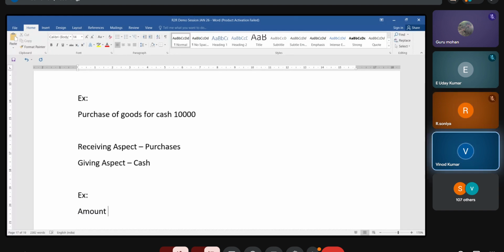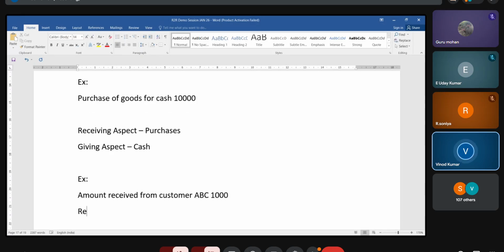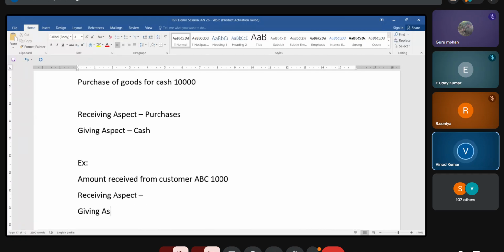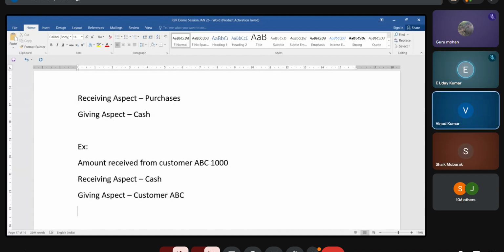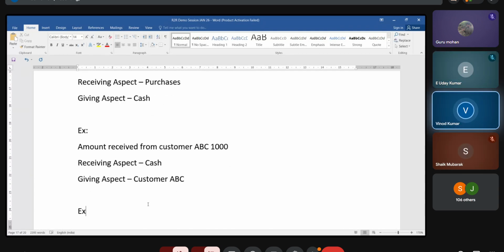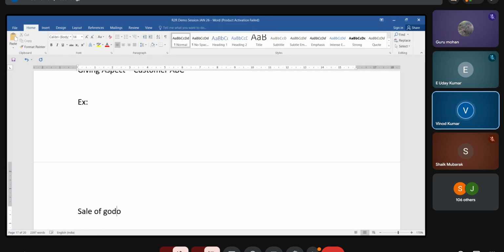Example: amount received from customer ABC. Assume 1,000 rupees. What is the receiving aspect and what is the giving aspect in this transaction? The amount is received from ABC customer. Cash is receiving. Cash we are receiving, that is the receiving aspect. And who is the giver here? Customer ABC.